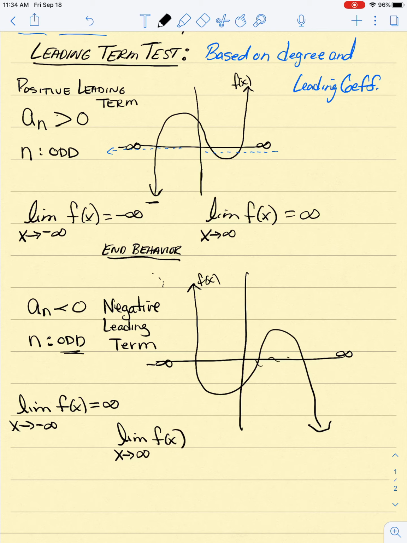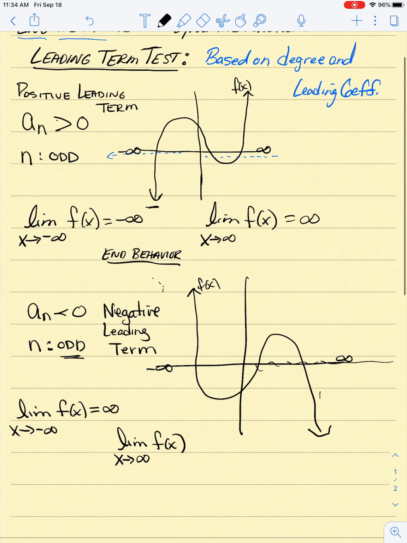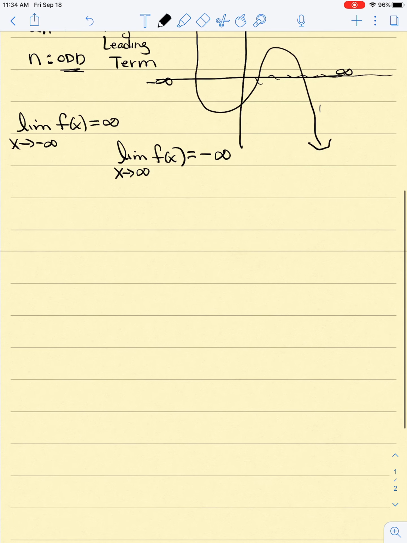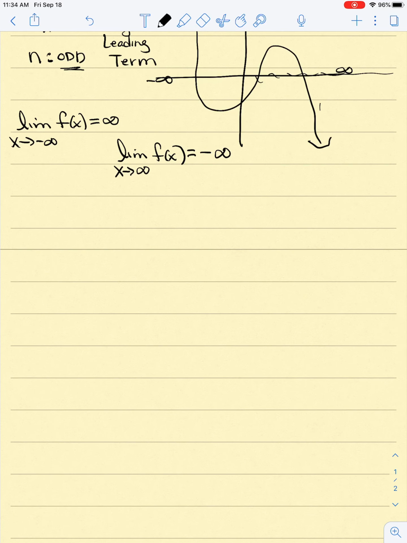All right, what's happening as we go this direction? Well, your graph's heading down, so we're going to say it's headed to negative infinity. Okay, all right, so there's our two situations for n is odd. Well, n, or your degree, is not always going to be odd. So let's go again.